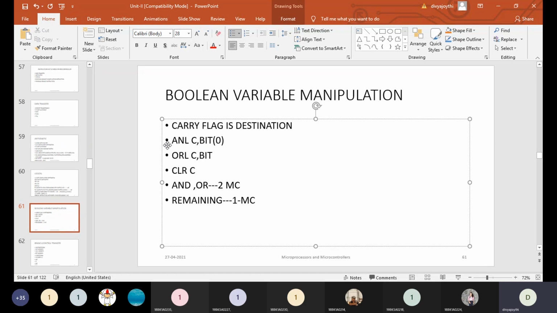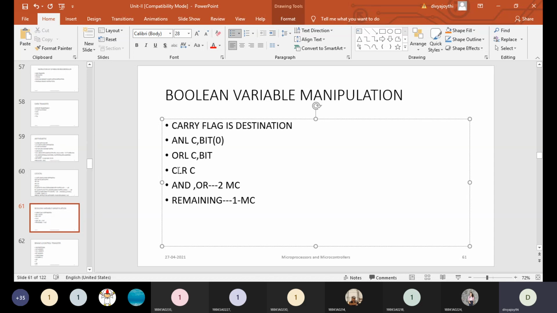So see here, here I am writing ANL C comma bit. I am just considering my bit value as 0. That means here, logical AND operation should be performed between the value of carry flag and this particular bit. And similarly, here, logical ORing should be performed between carry flag and bit. Bit can be either 1 or 0.